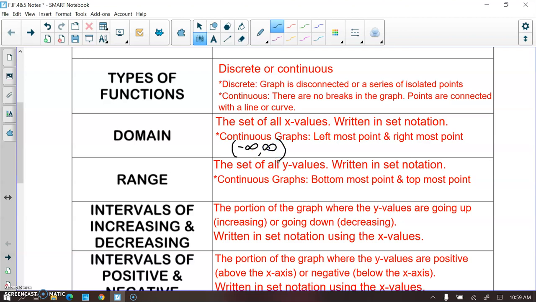Now, if your domain includes a point on the graph, let's say the domain goes from 2 to infinity, then with the 2, we would put a bracket by that 2. And whenever we're doing negative infinity or infinity, we always put the parentheses in. Let's say that it doesn't include that point, then we would just do a parentheses to infinity. Okay, so this is what set notation looks like.